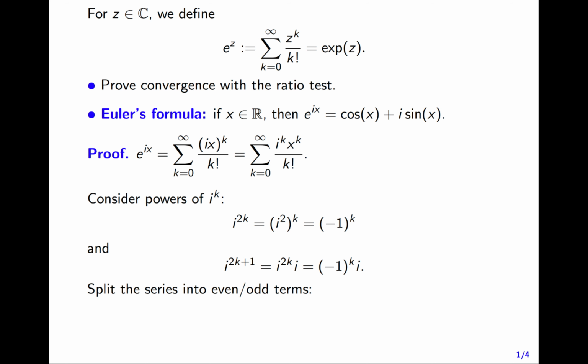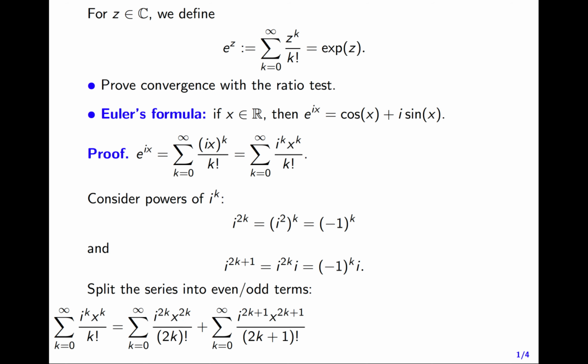So now let's split our series for e to the ix into a sum of even terms and a sum of odd terms. So we have the sum from k equals 0 to infinity of i to the k times x to the k over k factorial is the sum over the evens plus the sum over the odds. So the sum over the evens is i to the 2k times x to the 2k over 2k factorial, plus the sum from k equals 0 to infinity of i to the 2k plus 1 times x to the 2k plus 1 over 2k plus 1 factorial.